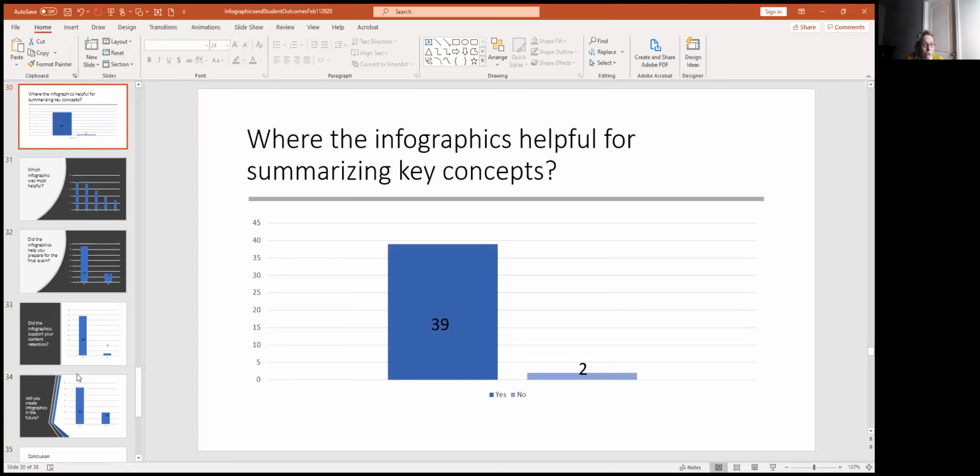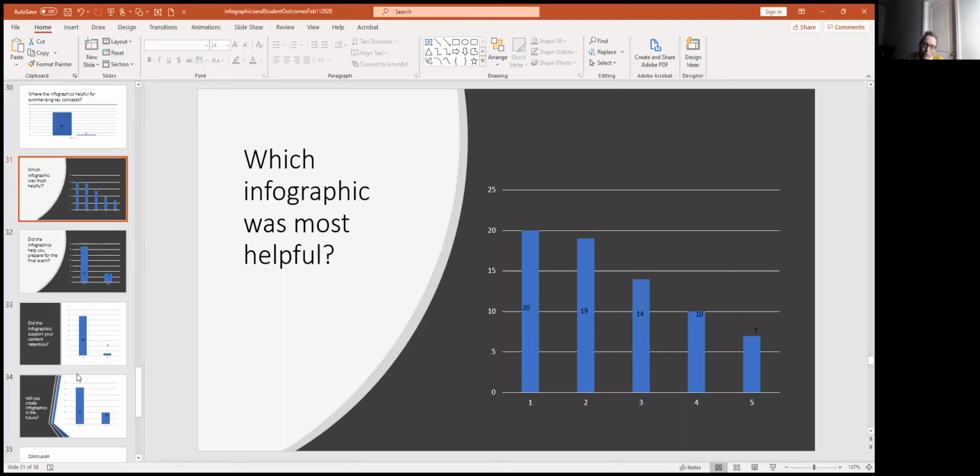Of course, we have 2 that said no. There's diversity in learning needs, right? So this may not have supported the specific learning need of those 2, but it did support 39. I thought this was interesting too: which infographic was most helpful? Infographics 1 and 2 were very close, but the other 3 trailed off.